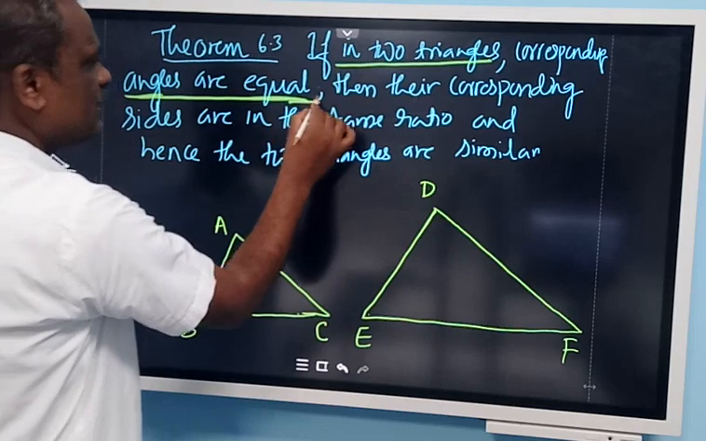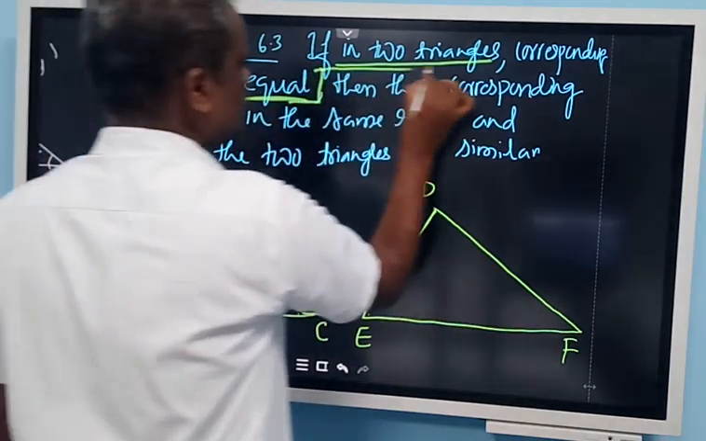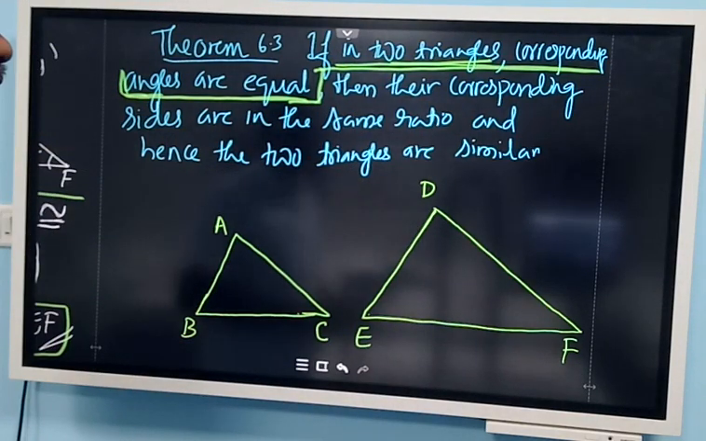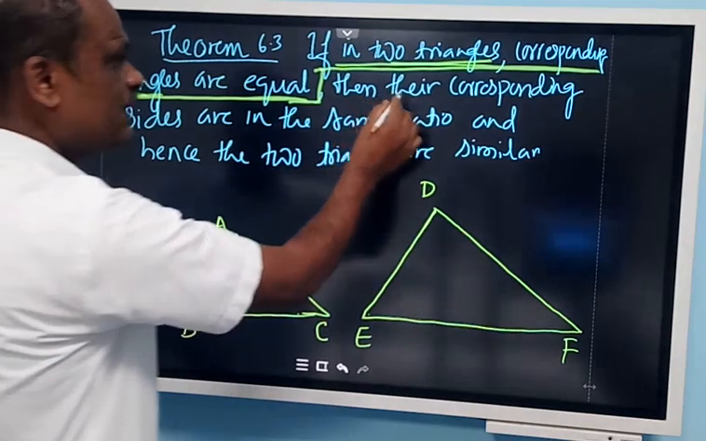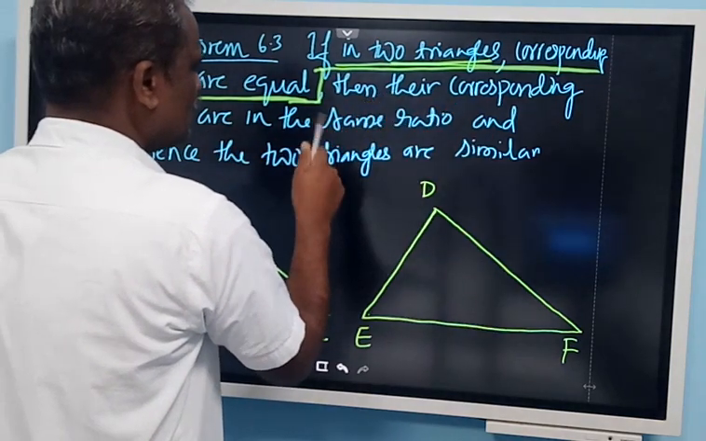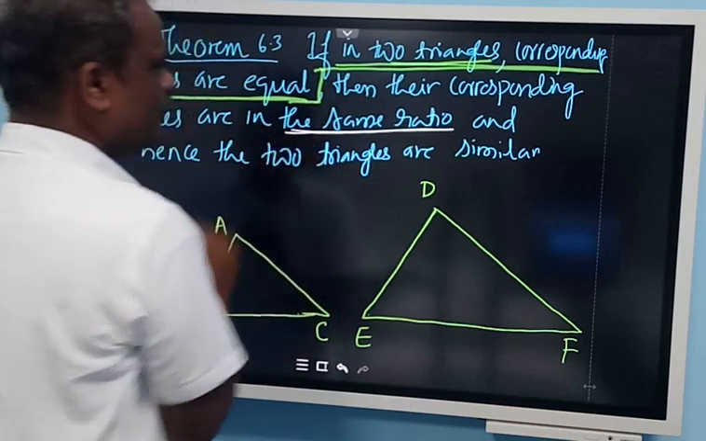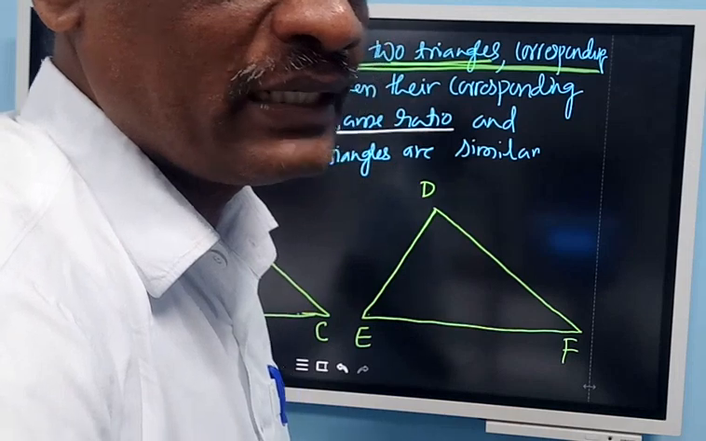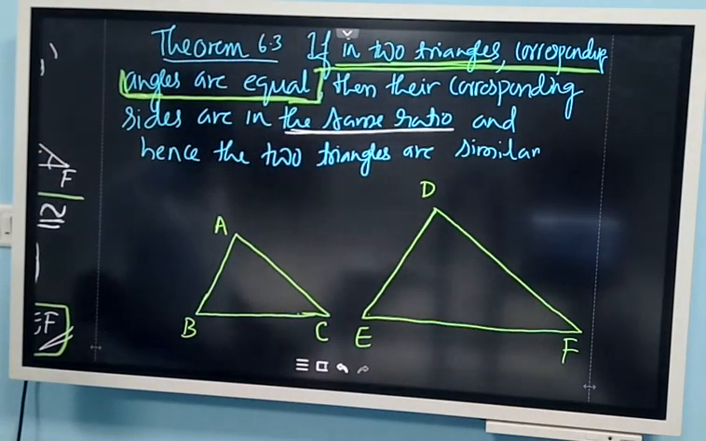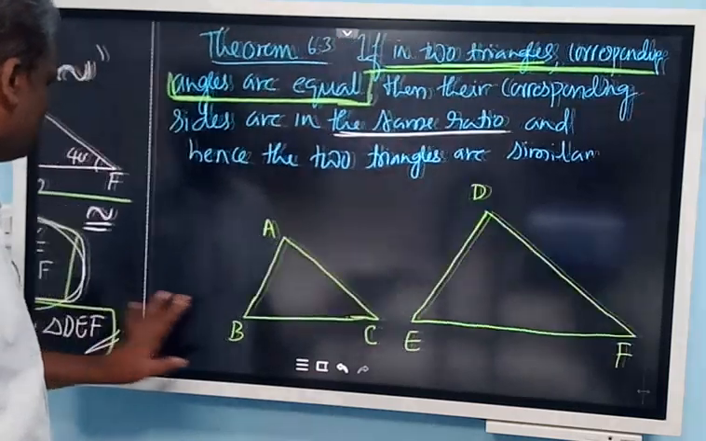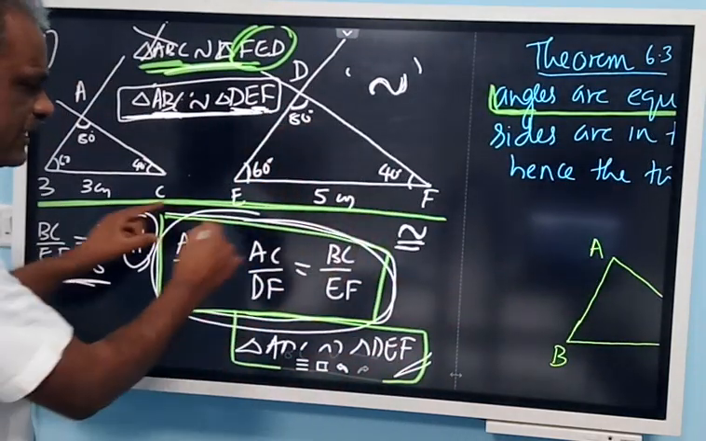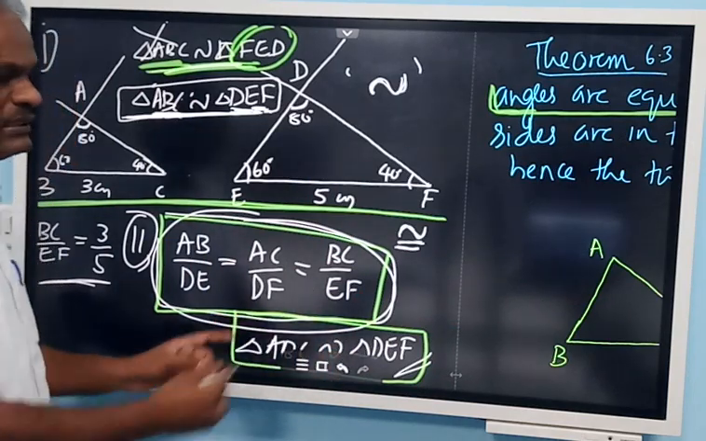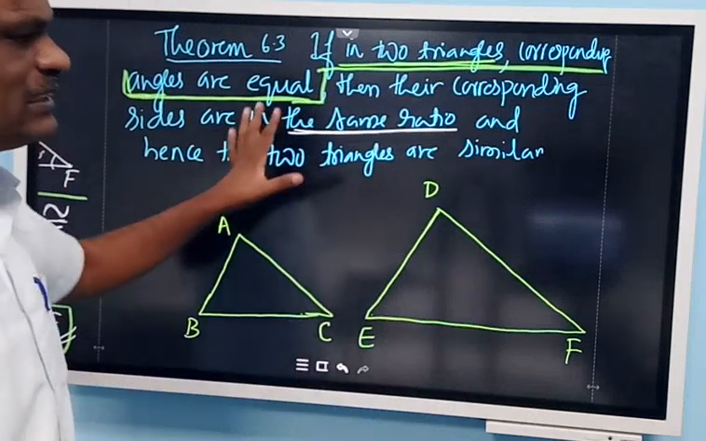This is the data that is given. This is the first part of this statement. In two triangles, the corresponding angles are equal, that is given. Then automatically what happens? The corresponding sides are in the same ratio. So you can write here, corresponding sides are in the same ratio. And hence the two triangles are similar. If the corresponding angles are equal, the corresponding sides are in the same ratio, and hence you can write the triangles are similar. As we did in this activity, in the same way we have taken the statement here.